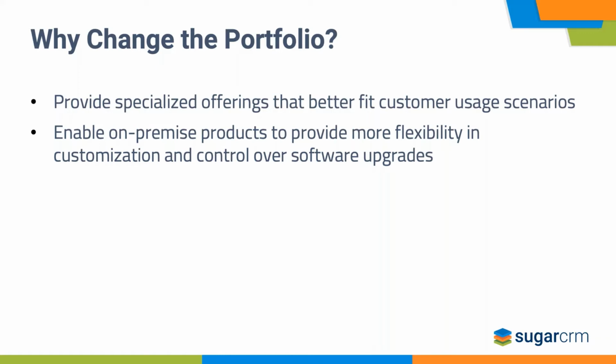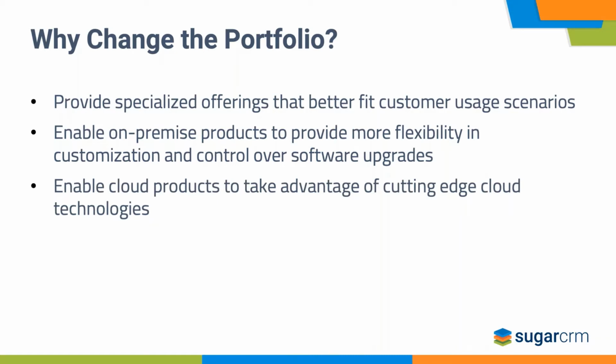By separating out our products like that, it allows us to make future enhancements to Pro and Enterprise to increase the customizability and control over software upgrades, and not have to maintain compatibility with cloud offerings necessarily, or not have to extend those capabilities of cloud offerings. And so that, in turn, allows us to make our cloud products take advantage of cutting-edge cloud technologies that are only available in the cloud, and it would be very difficult to extend to on-premise offerings. So by breaking apart the on-premise and cloud offerings, we can make each one of those offerings better, given the use cases that their customers are using them for.